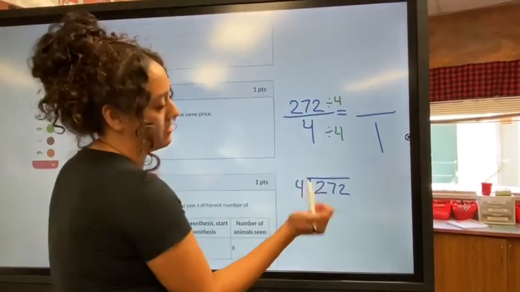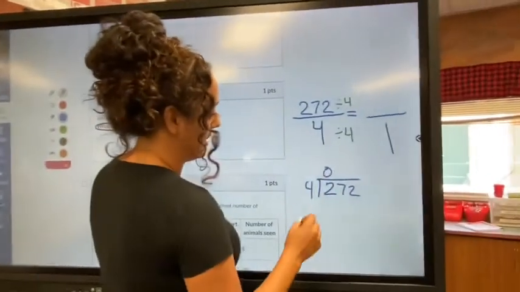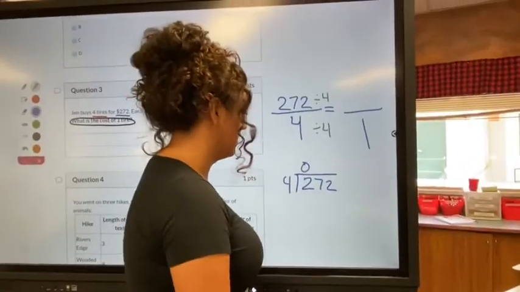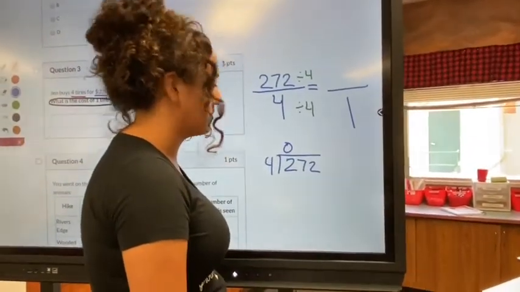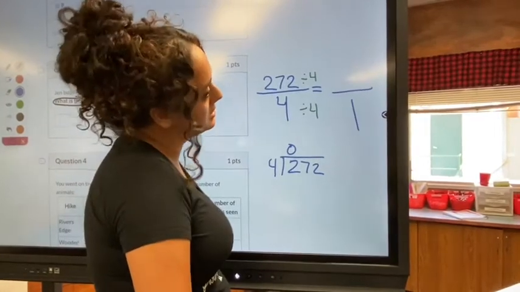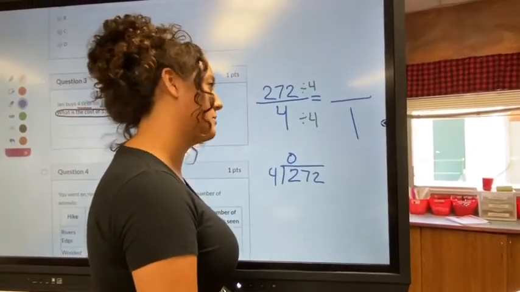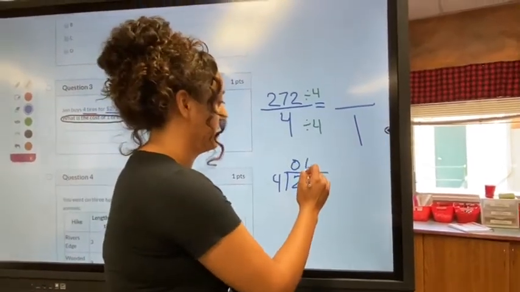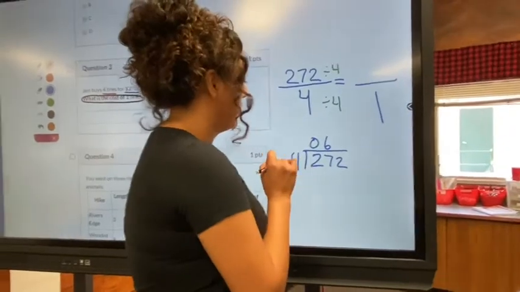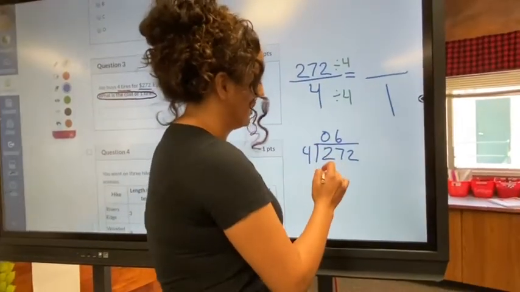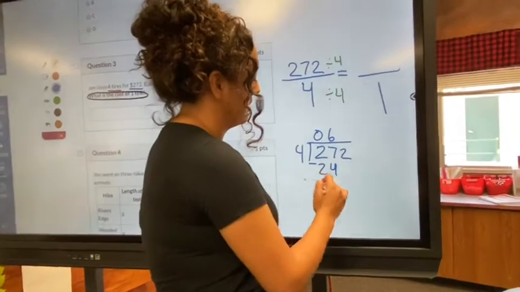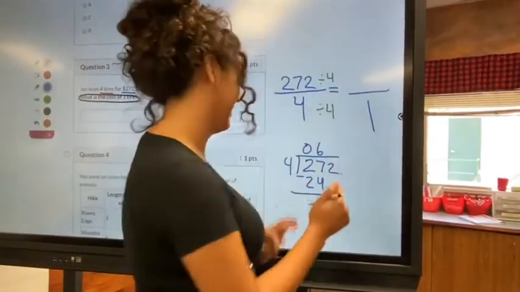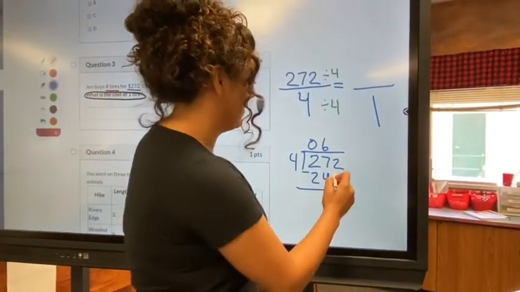So I know 4 can't go into 2, so 0 that out. I know 4 can go into 27, but how many times? 4 times 3 is 12. 4 times 4 is 16. 4 times 5 is 20. 4 times 6 is 24. I think that's the closest. Yeah, 4 times 6. So that's 24. Now, 7 minus 4 is 3. Awesome job. And then I bring down the 2.